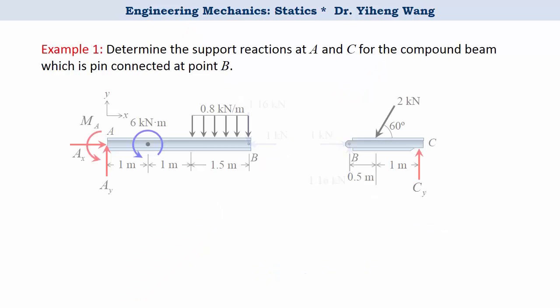Previously, we have already solved for the reactions at point B, and instead of using the horizontal and vertical components, let's replace them using their resultant forces.